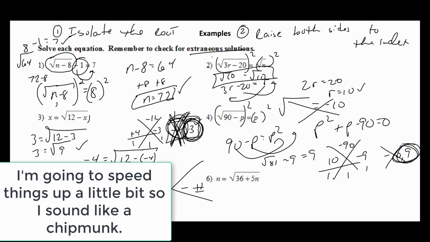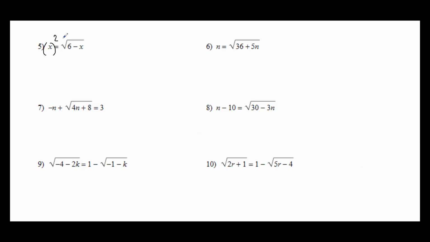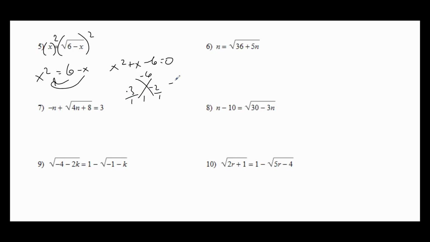Okay, let's go to 5 and then 6. Okay, on 5, I can square both sides right away. These are pretty simple, right? Hopefully you guys get the hang of these. So that's x squared equals 6 minus x. Bring over. X squared plus x minus 6 equals 0. Factor -6, 1, 3, -2. Divide by 1, and then flip -3 and 2.